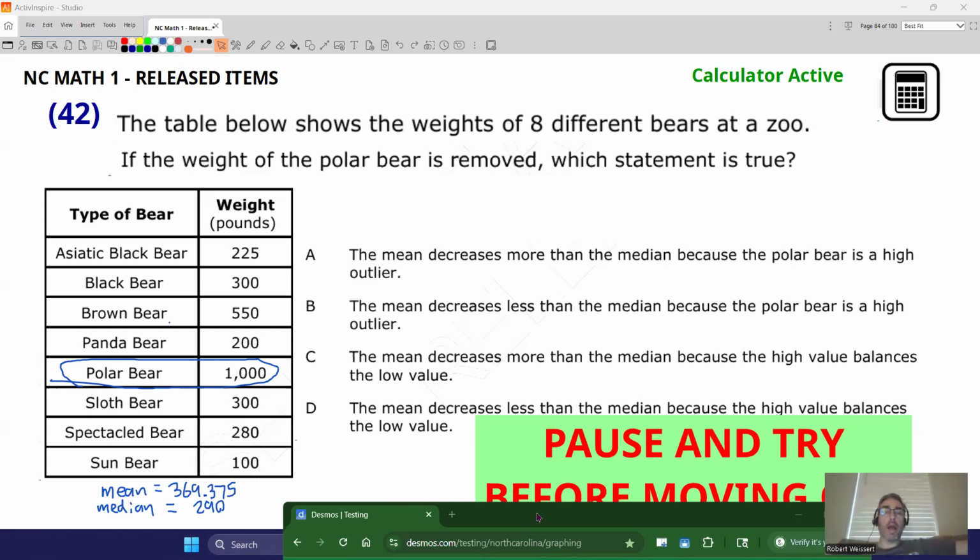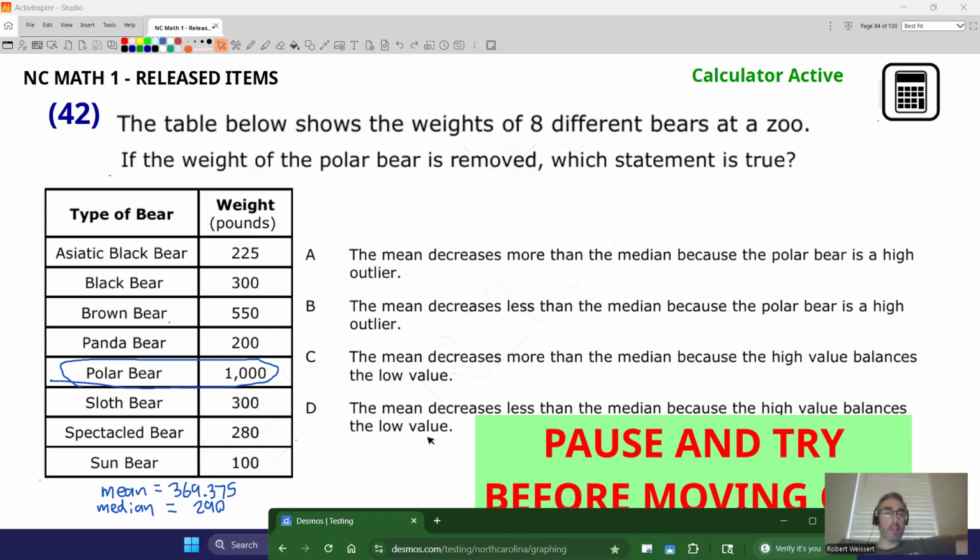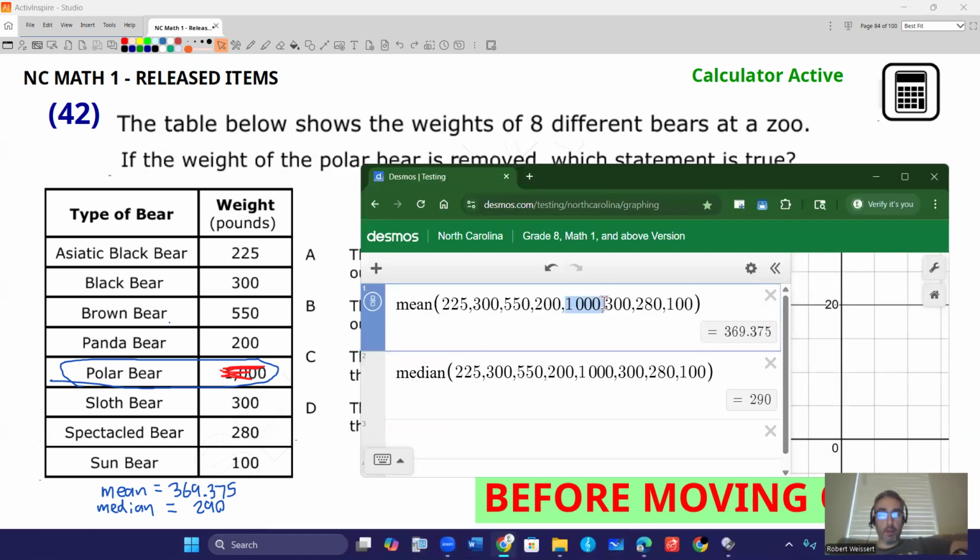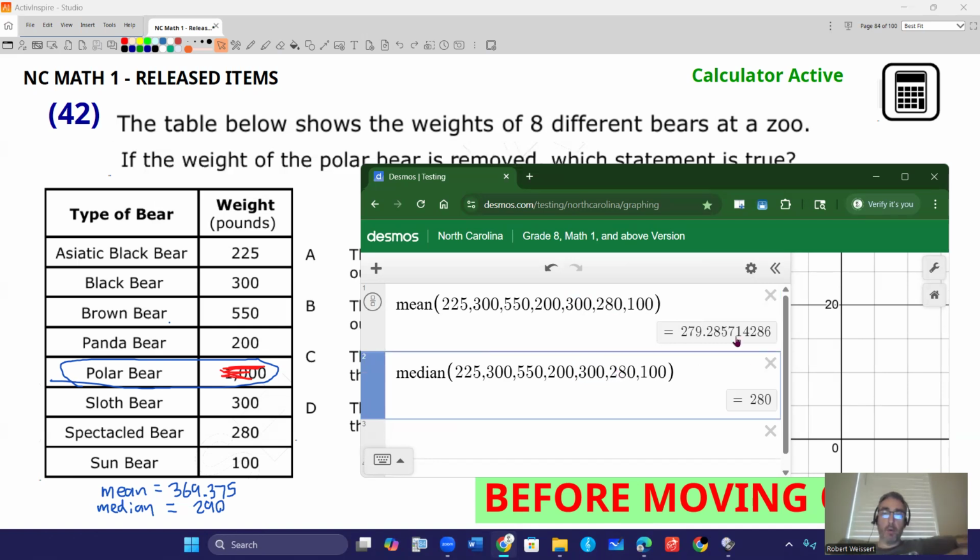So now we want to know what happens if we remove this. If we were to take out this polar bear, 1000, get it out of there, what would be the new mean and the new median? So now that we know we're going to take that out, we're going to remove the 1000 from both sets, and we'll have our new mean as 279.285 and our new median as 280. So we'll write both of those down.